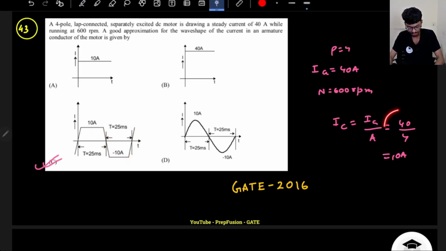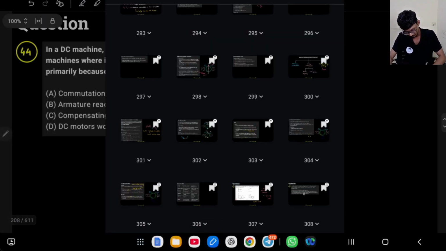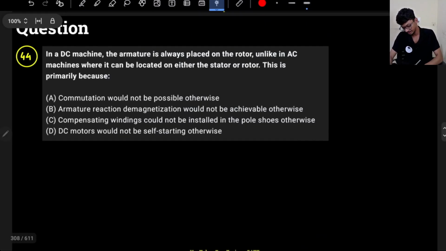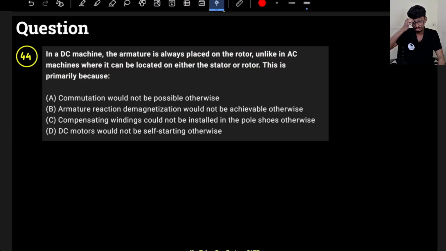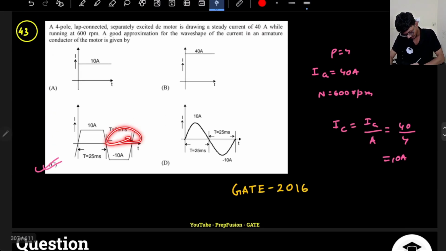Because current per coil will be 40 by 4 and commutation time is given here. Okay, so in DC machine the armature is always placed on the rotor, unlike in AC machines where it can be located on either the stator or rotor. One more thing, let's discuss what the time period is here. Time period is 25 milliseconds.